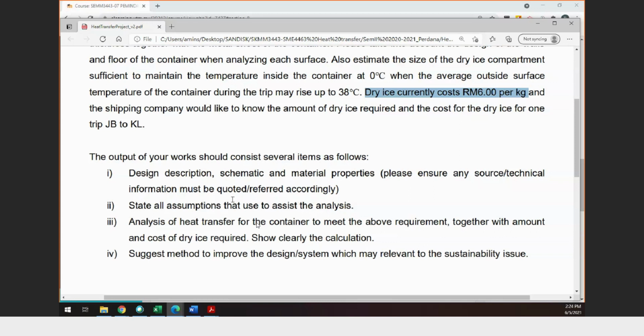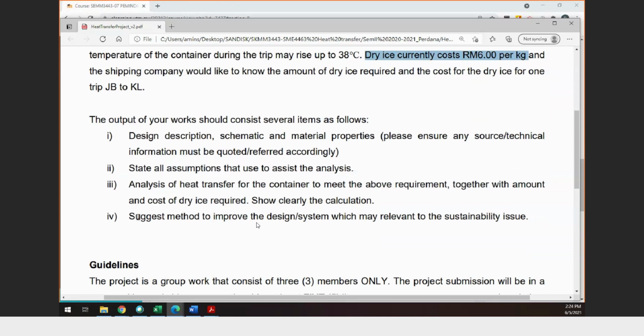State all assumptions that you use to assist the analysis. Okay, analysis of heat transfer for the container to meet the above requirement, together with the amount and the cost of the dry ice. Show clearly the calculation. Okay, probably this is a part of the suggestion at the end of your report or presentation. Suggest methods to improve the design and system which may be relevant to the sustainability issue.